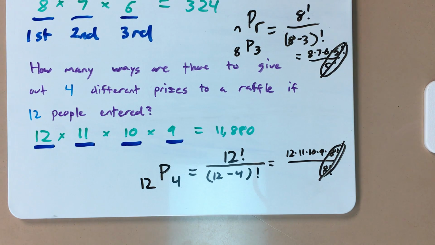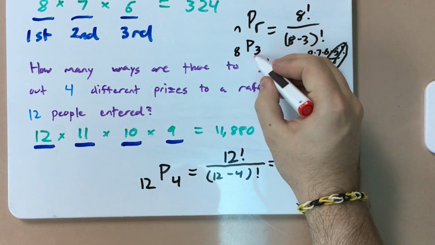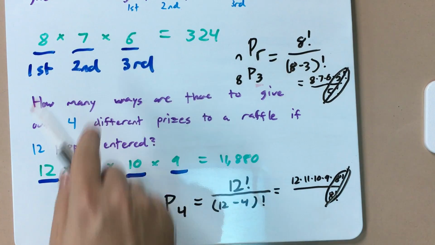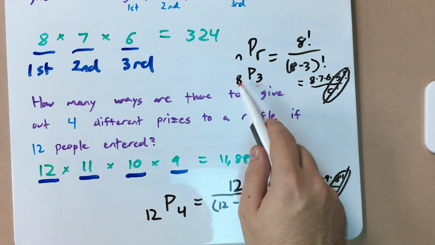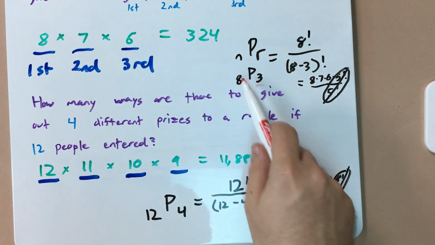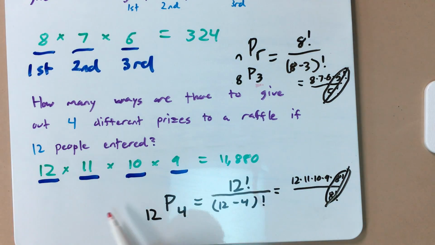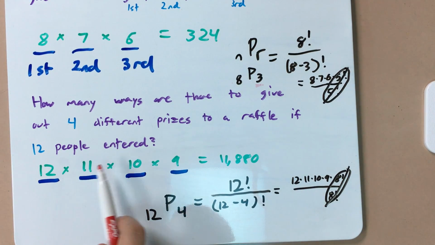So essentially, if you want a little bit more of a shortcut, for the picking 3, I wrote out the first 3 numbers of my factorial. So basically, if you see 8 pick 3, you're starting your 8 factorial and you're writing the first 3 numbers. Down here, we started 12 factorial and wrote the first 4 numbers, 12, 11, 10, and 9.